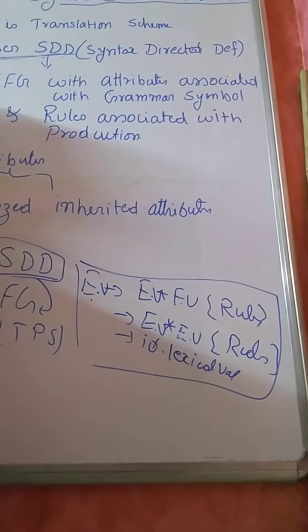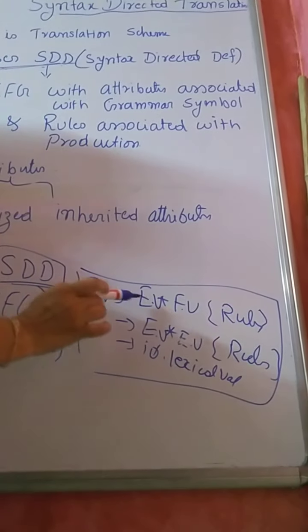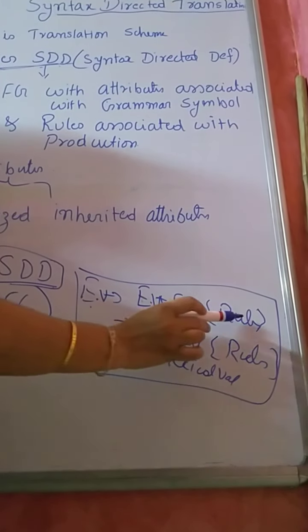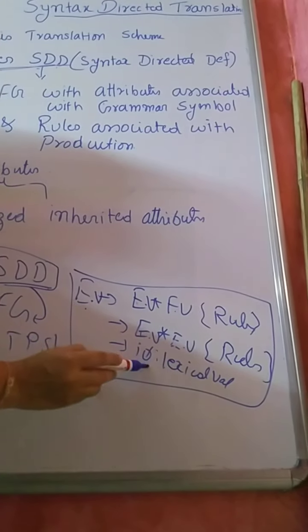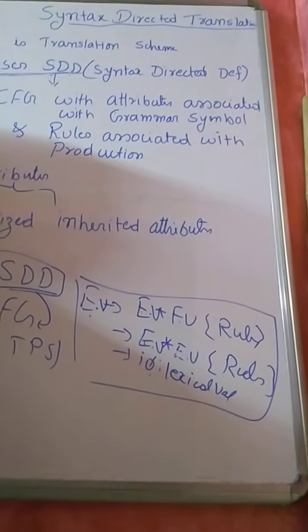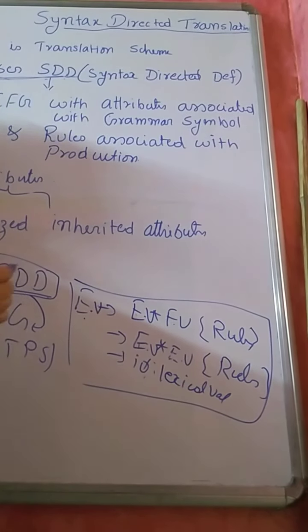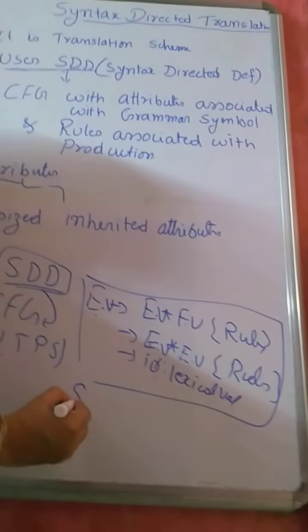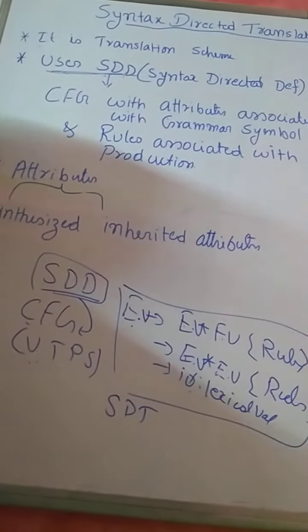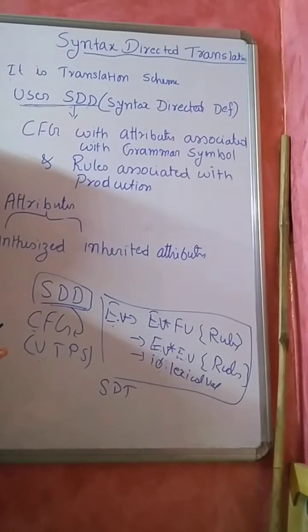So what is an SDD? It is nothing but a context free grammar where the rules will be attached to each of the productions, and along with each of the grammar symbols the attribute value will be assigned. That is called an SDD. By using this syntax directed definition grammar, the syntax directed translation scheme will evaluate the values associated with each of the nodes in the given parse tree.